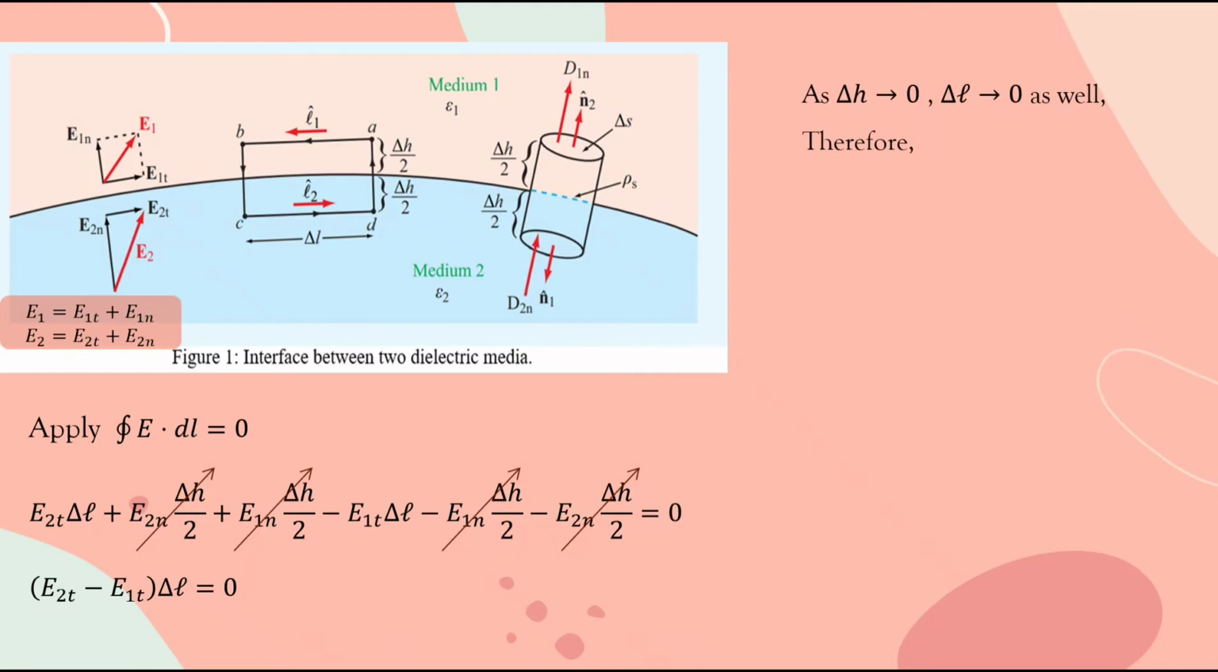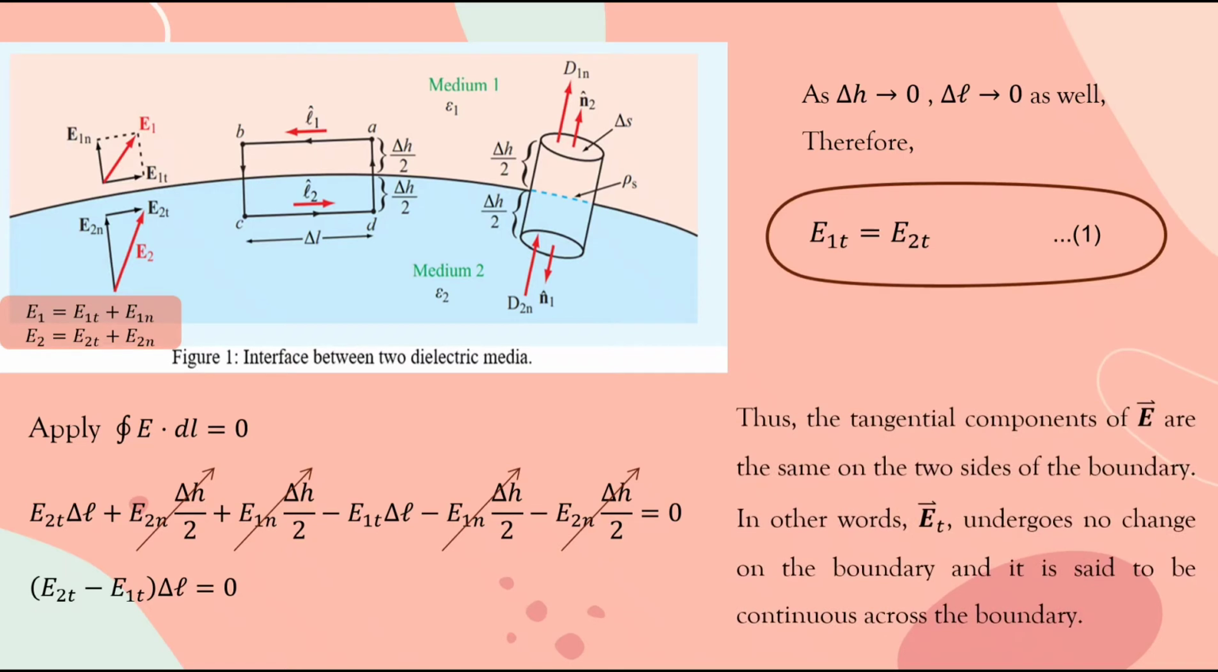If we assume that the dimensions are very small, that delta h equal to 0, then delta L equal to 0 as well. From here, we have E1t equal to E2t. Thus, the tangential components of E are the same on the two sides of the boundary. In other words, E undergoes no change on the boundary and it is said to be continuous across the boundary.